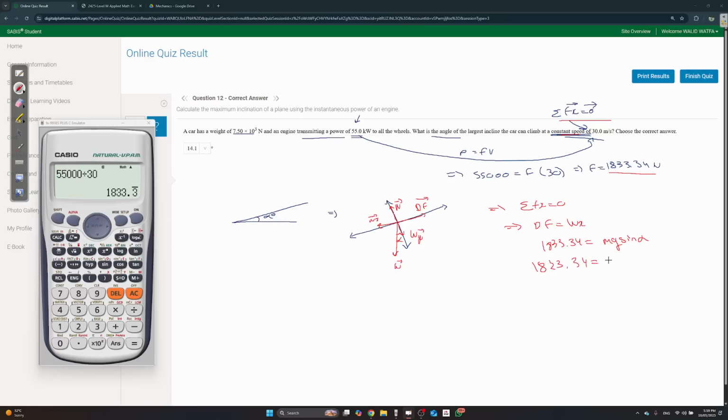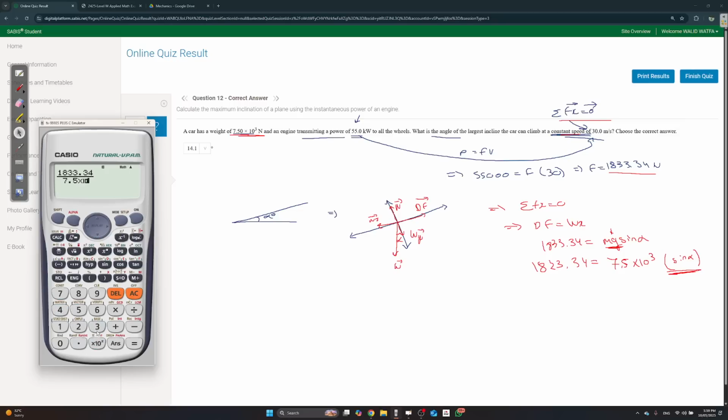So 1833.34 is equal to the mass. They gave me the weight, so I don't even have to do mg. They gave me the whole weight already, so it's 7.5 times 10 to the power of 3 times sine alpha. So can I figure out what sine alpha is and then just do shift sine? Of course I can. Sine inverse, or some people say arc sine, whatever. Anyways, I can figure out what sine alpha is equal to. So let me just divide 1833.34 by 7.5 times 10 to the power of 3. I'm just going to get the value of sine alpha, and from there, I can just do sine inverse and find out what the angle is.